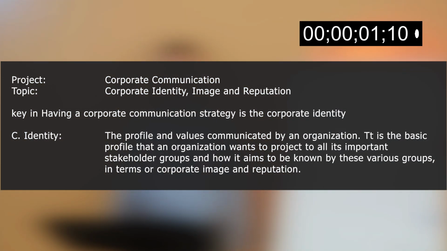So the key to having a corporate communication strategy is the following. You have to have the corporate identity. This is the profile and values communicated by an organization. So it is the basic profile that an organization wants to project to all its important stakeholder groups and how it aims to be known by these various groups in terms of corporate image and reputation.